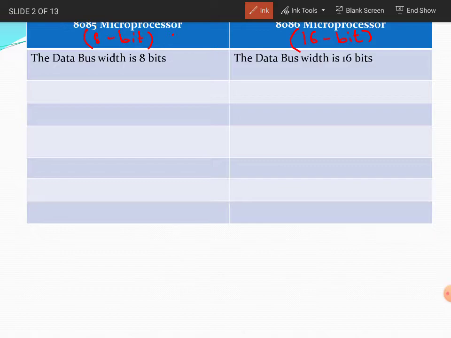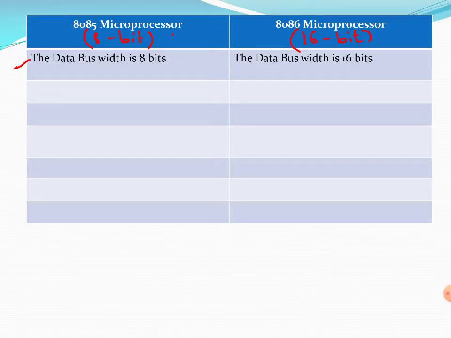And next, the data bus width, so the number of data lines. The 8085 microprocessor has 8 data lines, whereas the 8086 microprocessor has 16 data lines. So at a time the 8086 microprocessor can get 16 bits of information onto the chip, and whenever it has to write data, it can write 16 bits of information onto the memory or onto the input output device.